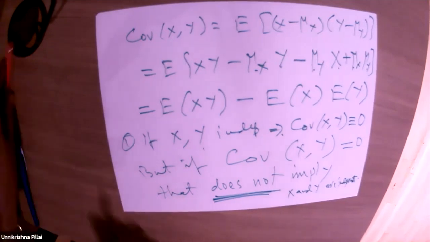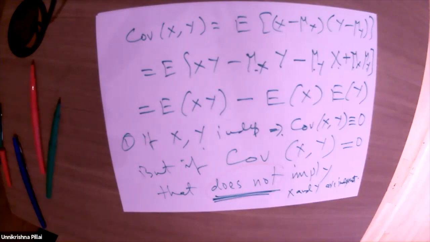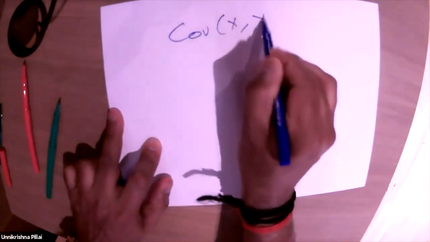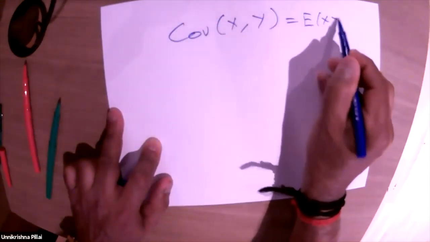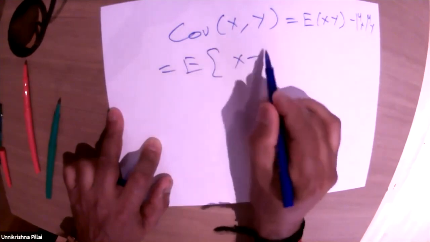I hope you understood what I wrote, right? What I wrote is, if x and y are independent random variables, then the covariance is zero. But if covariance is zero, there is no reason to believe that x and y will be independent. I'll do an example to show you. So that's the covariance. So once again, covariance is the expected value of xy minus mu_x mu_y. Or you can write this in this way.